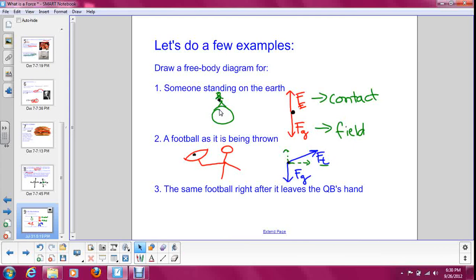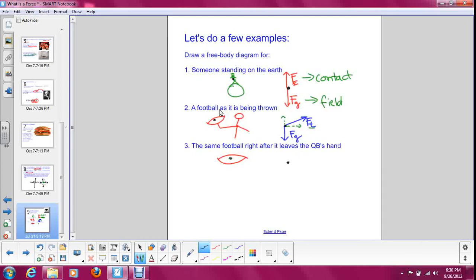And number 3, draw a free body diagram for the same football right after it leaves the quarterback's hand. So this is an easy drawing because really all it is is a football. Nobody's touching it, it's flying through the air. Easy, right? Well, we have to represent the football by a single dot and add our vectors. So what's always acting on an object when it's on Earth? Gravity. So it's being pulled down by gravity.